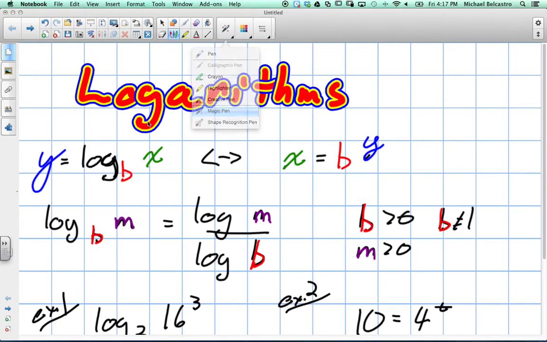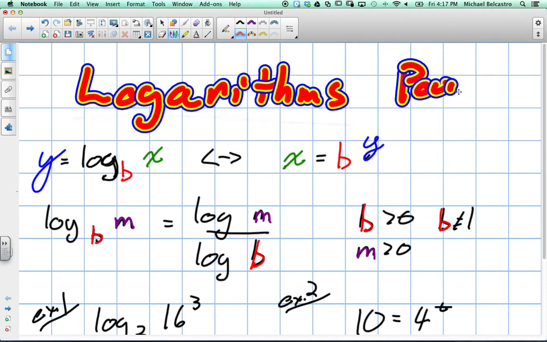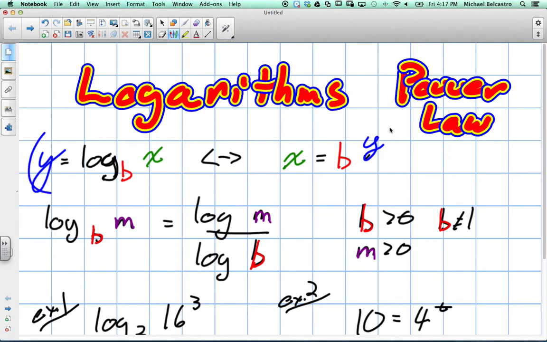Okay, so we're going to go through logarithms, and specifically this is the power law for logarithms. I should write that on the side there, so we have that idea. Power law of logarithms. Now this is important to keep in mind. This is a basic conversion law, and usually it's easier to start with the exponent.